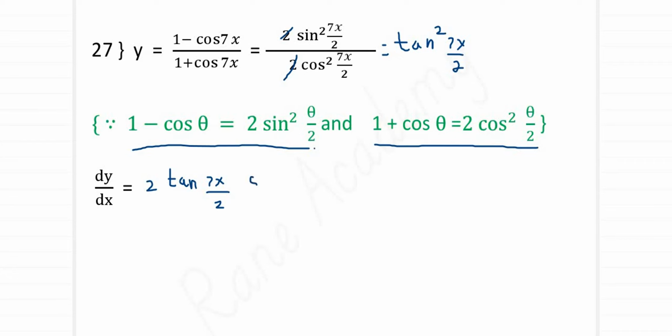So the derivative of tan of 7x by 2 is sec square of 7x by 2, which we write as sec square of 7x by 2. Now we differentiate 7x by 2, so its derivative is 7 by 2. So here you find that 2 and 2 getting cancelled, and this is the required answer.